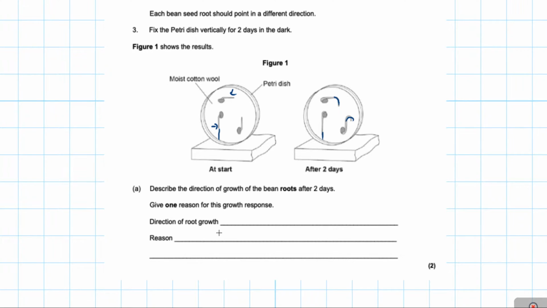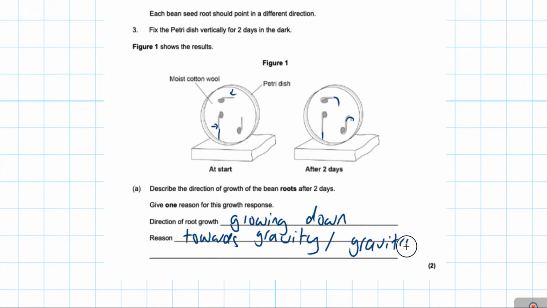Now the reason why we have this change, the direction, so first of all, what's the direction of the root growth? And the direction of the root growth is that it's growing down, and you can see that without actually knowing any biology. You can see that visually. Now the reason why is because it's going towards gravity. And the correct biological term is gravitropism. So anything to do with the roots is to do with gravitropism. But why does this happen?